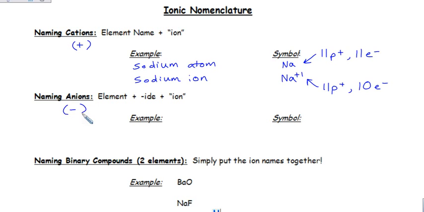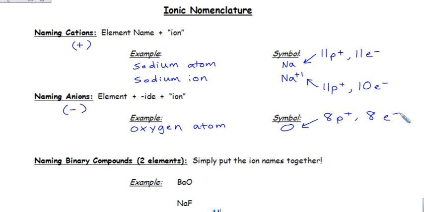Let's say we have, let's get crazy, how about oxygen? You could have an oxygen atom, and the symbol is just O. It's neutral, so there's no charge. Oxygen is element number 8, so there would be 8 protons and 8 electrons.